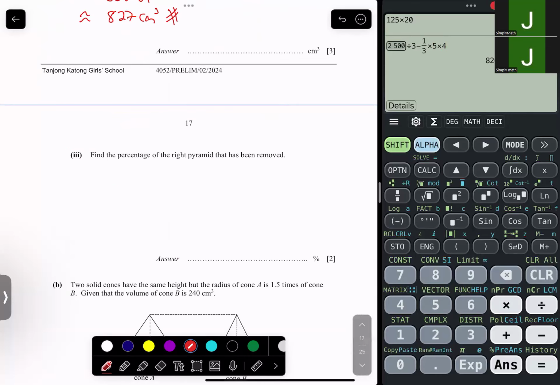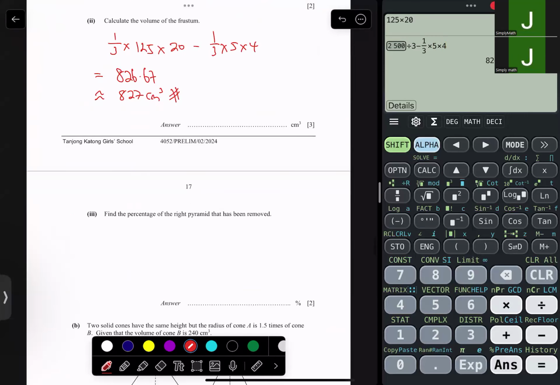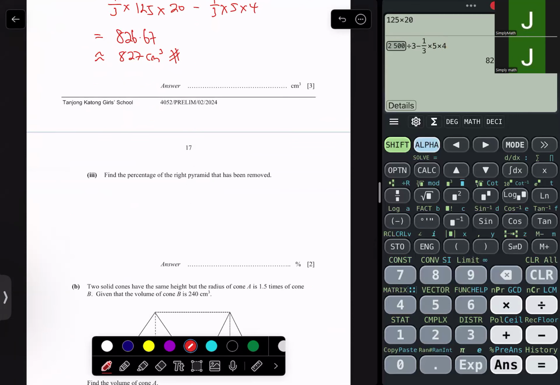Find the percentage of the right pyramid that has been removed. Percentage. Okay. Small triangle over big triangle is 1/5, cubed. So we get 1/125, comparing the volume. So the percentage that has been removed is 1/125 times 100%. Okay, so 0.8%.